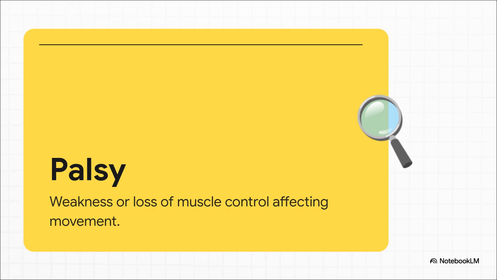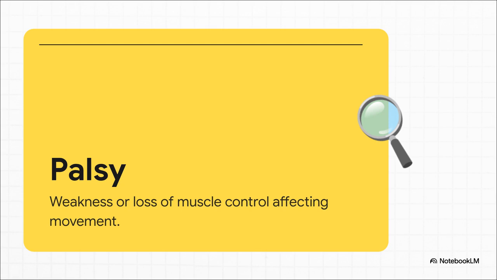Now that we've got the brain component down, we look at the physical result, which is the palsy part. Palsy basically refers to weakness, paralysis, or just a severe loss of muscle control. Because that specific motor function area of the brain we just talked about is damaged, the resulting effect is an inability to properly command the muscles. And this manifests as profound difficulties with movement, overall balance, and posture.